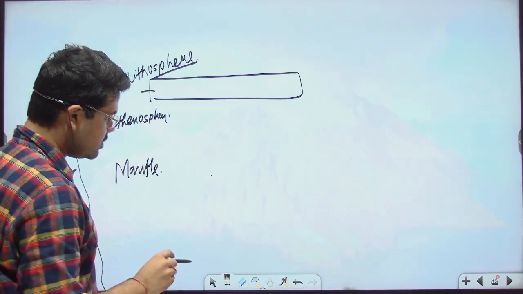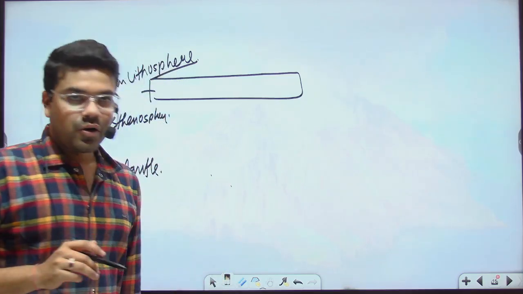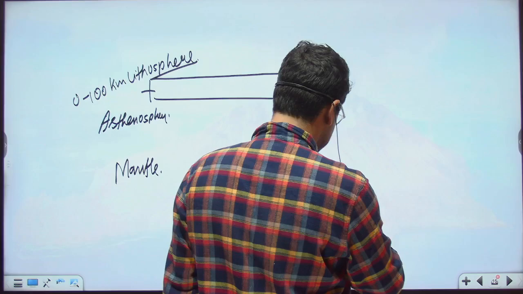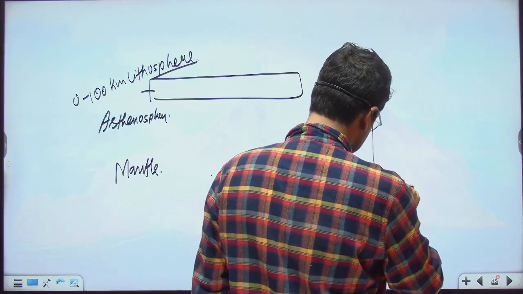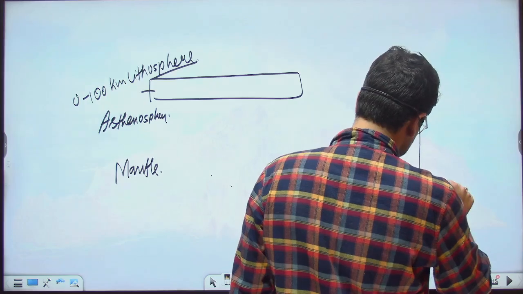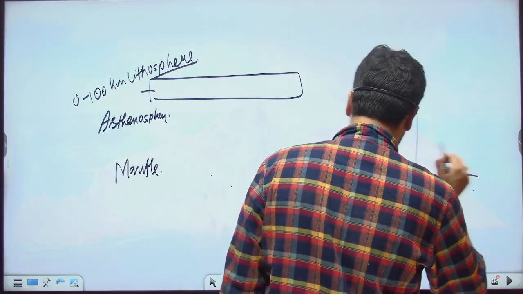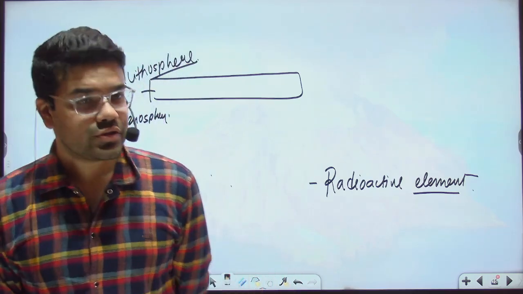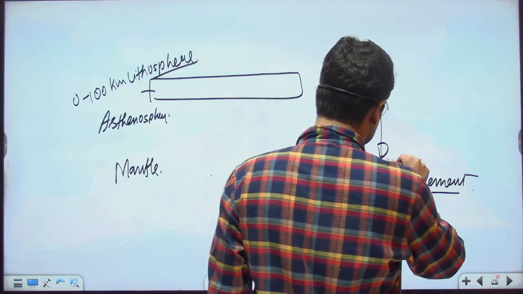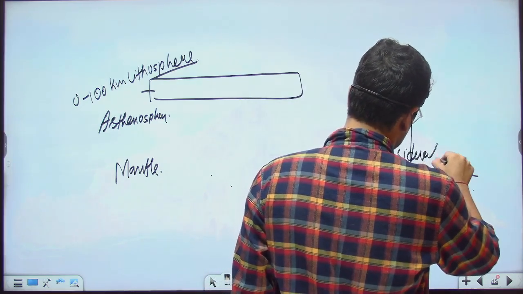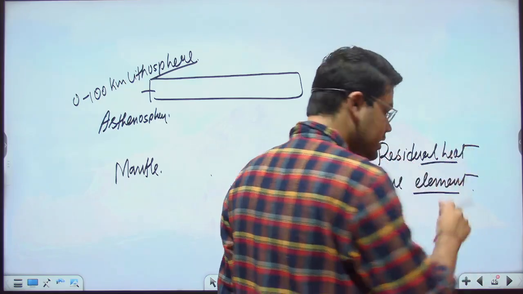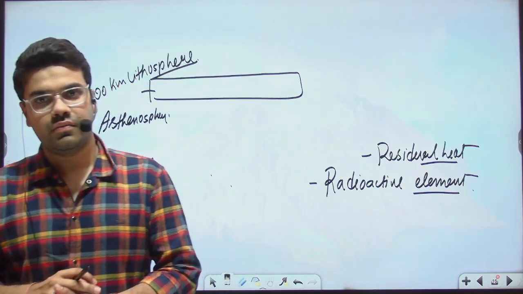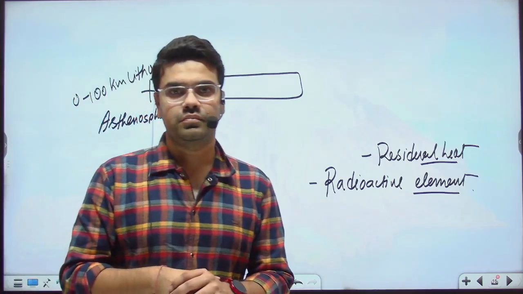So what's happening here? In the lower boundary of the mantle, there are some radioactive elements. What are these radioactive elements? Alpha, beta, and gamma radiations. And there is always residual heat. What is this residual heat? The heat that is trapped beneath the rock of the mantle, the heat that stays trapped between the rock.